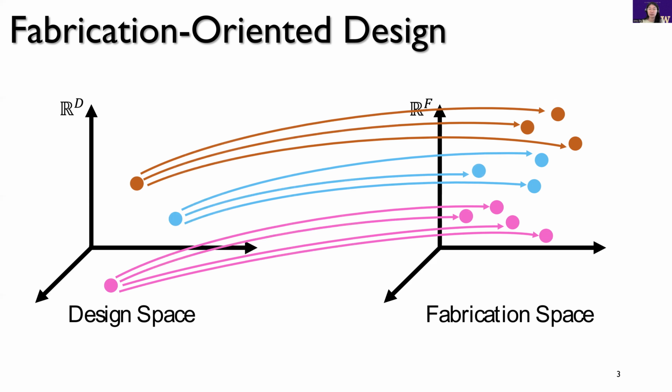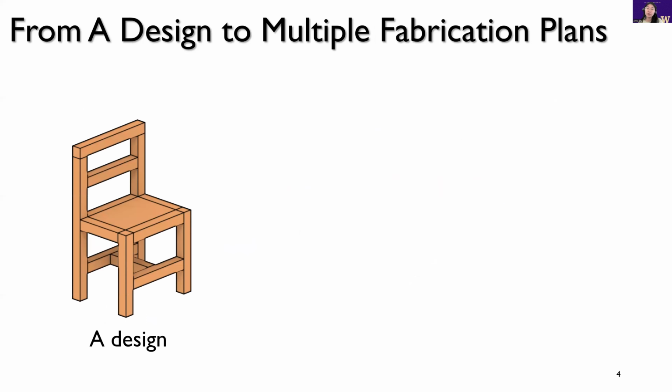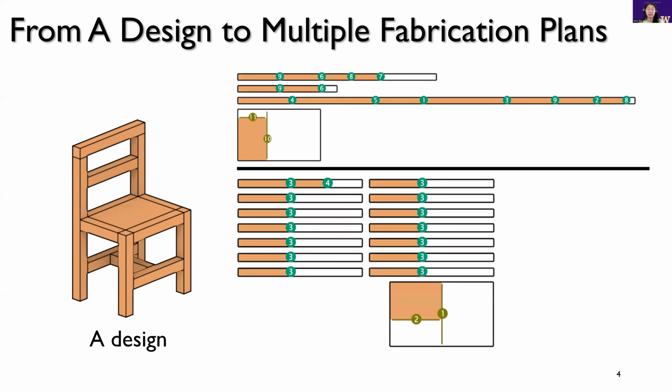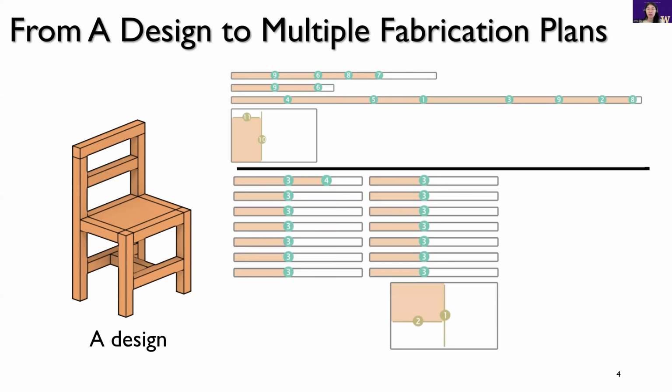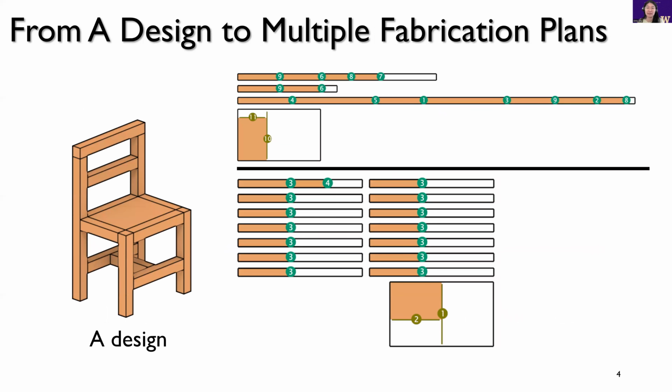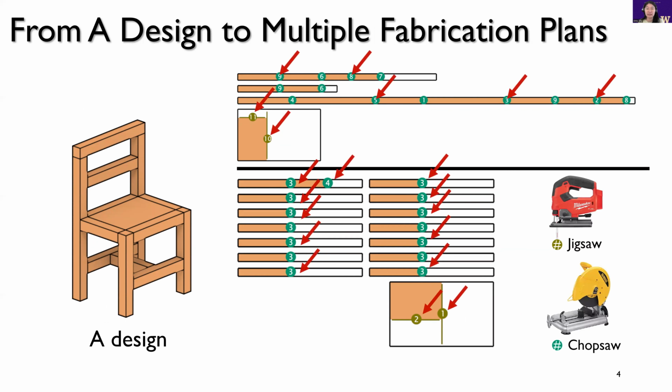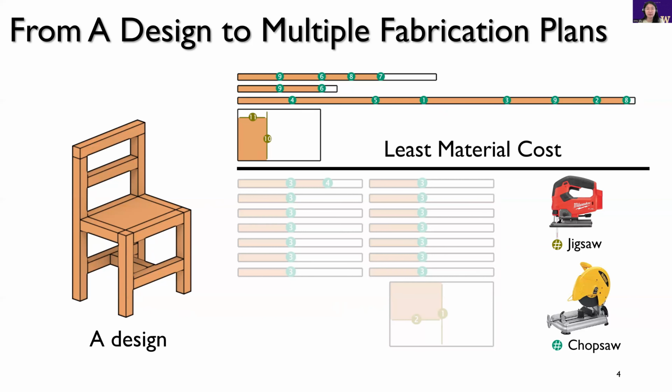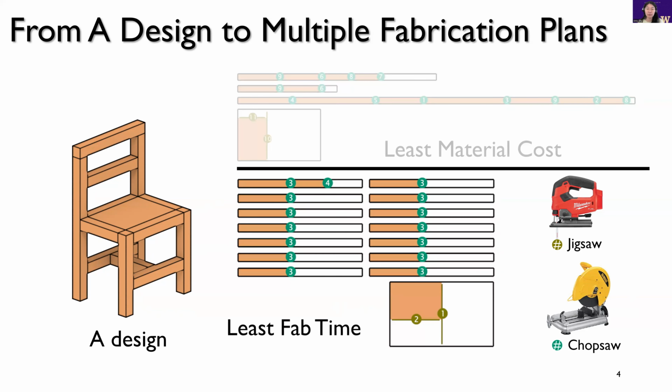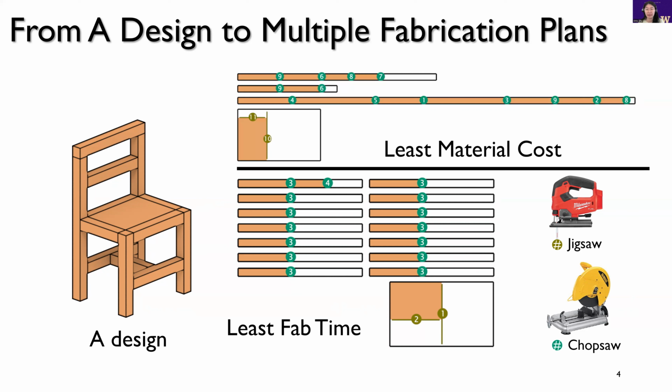Imagine, for example, that you want to fabricate this chair. There are a huge variety of interesting ways to fabricate it, and here are two examples. Each fabrication plan is visualized with its parts packed onto carpentry stock pieces. We define a fabrication plan as a cutting plan. Cutting orders and cutting tools are indicated by numbers and colored dots. The first plan uses less material, but the second will minimize fabrication time since it has a lot of repeated cuts. In general, each plan makes a trade-off between multiple conflicting objectives that we might care about.